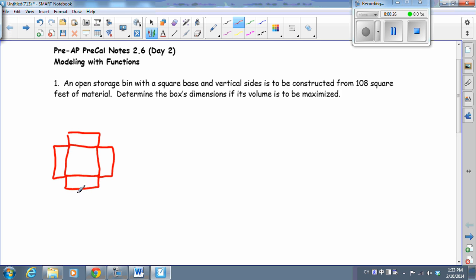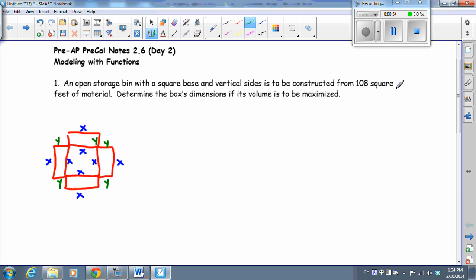Since it's open, I would not need the top. All I need is the side. This is the bottom and the side. Well, on this side, I will name this one X. This is X, this is X, because it's the square. This also is X. The other side is the small one. I can call it Y, and it's Y everywhere, actually.